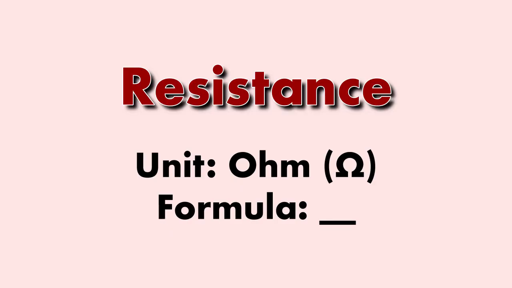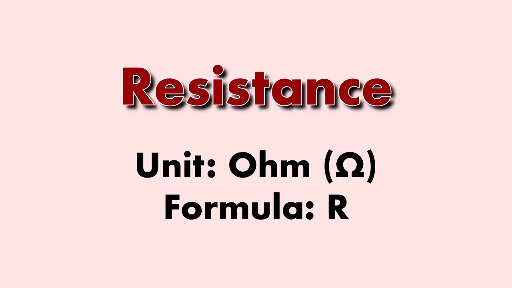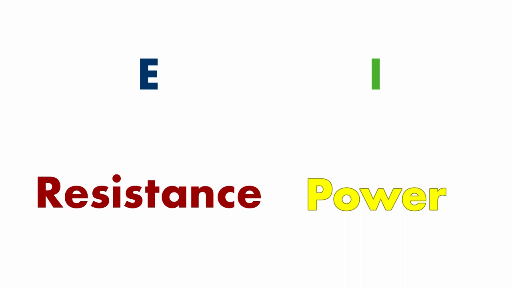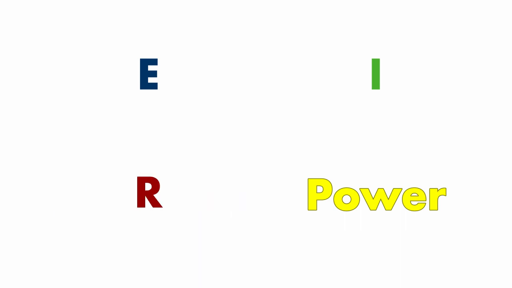Whatever works for you. Resistance is a lot easier to remember. It's just R. And so is power. It's just P. So let's go over them once more. Voltage is E. Current is I. Resistance is R. And power is P. Okay, I think we're ready for Ohm's law.